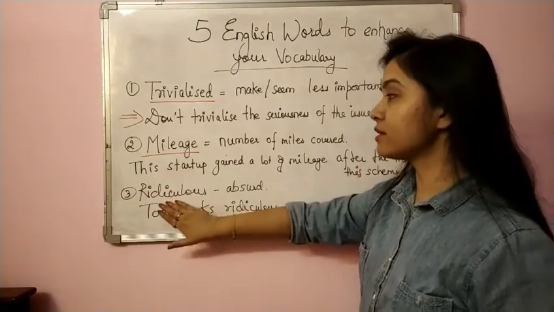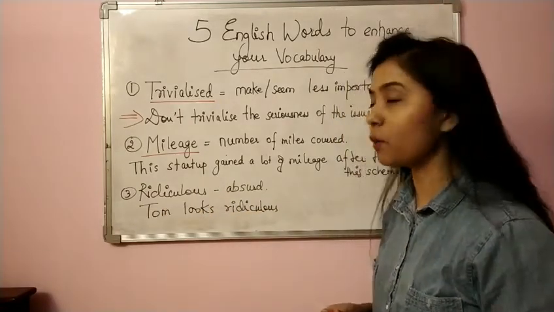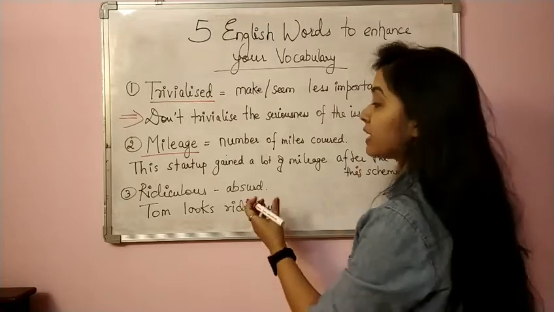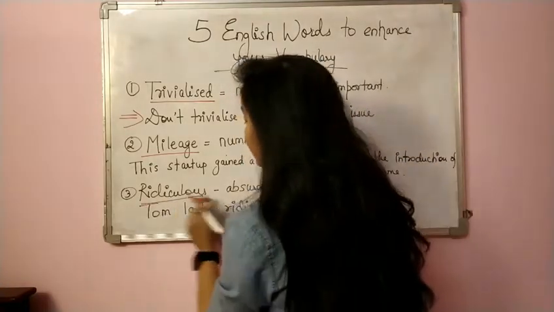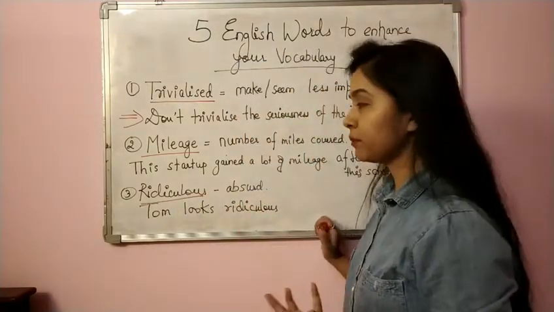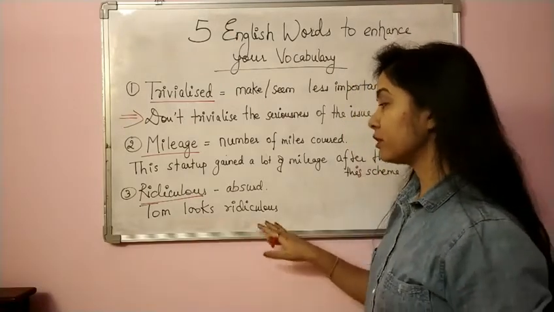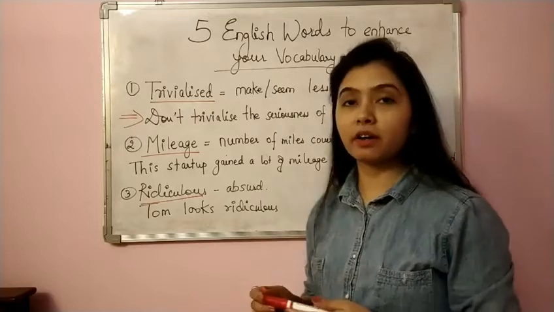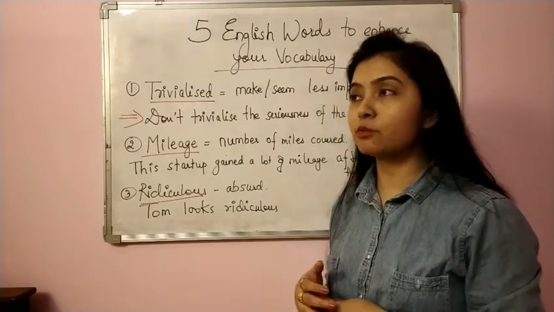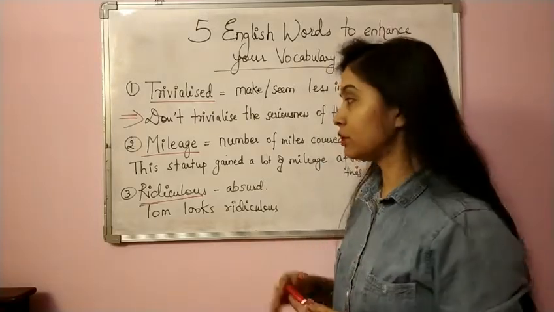The next word is ridiculous. Ridiculous is also a well-heard word. So it means absurd. Ridiculous का मतलब होता है absurd, अजीब. So the sentence which can be formulated is, Tom looks ridiculous. Tom बहुत अजीब लग रहा है. या I feel ridiculous. मुझे अजीब लग रहा है. So these are the three words.